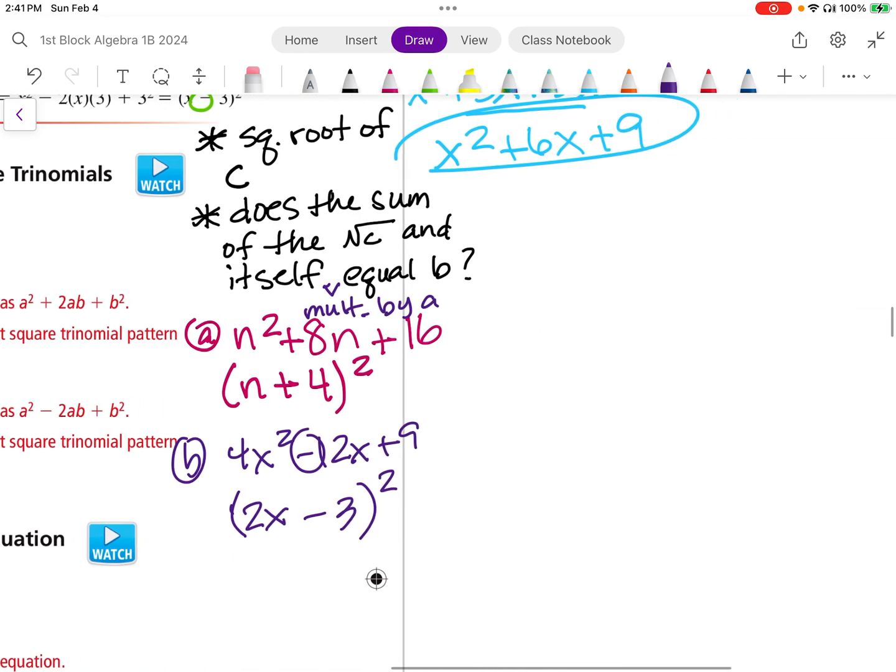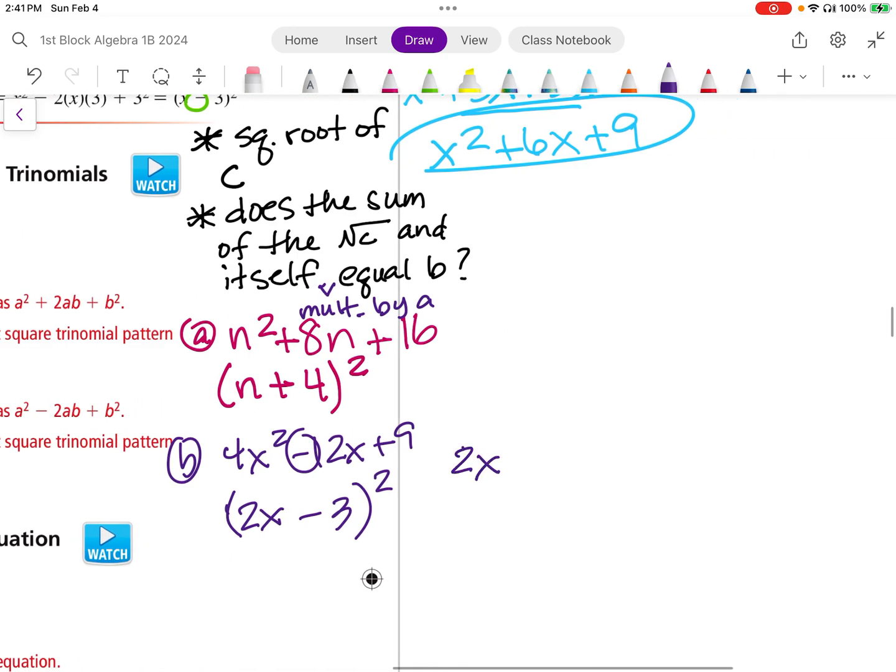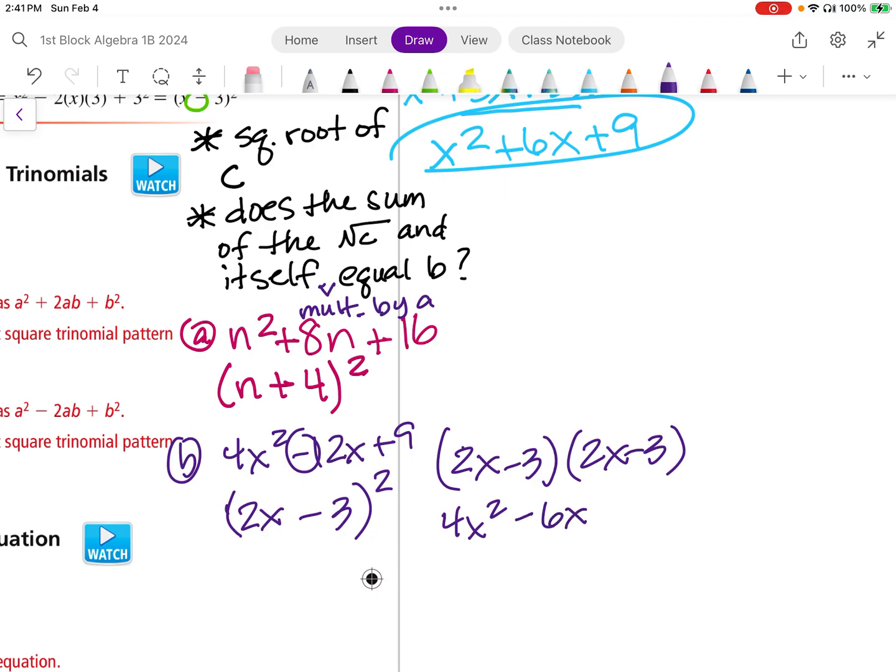Well, let's check our work to see. This is 2x minus 3 times 2x minus 3. 2x times 2x, 4x squared. 2x times negative 3, negative 6x. Negative 3 times 2x, negative 6x. Negative 3 times negative 3, positive 9. Combine like terms, 4x squared minus 12x plus 9. So this does indeed work.